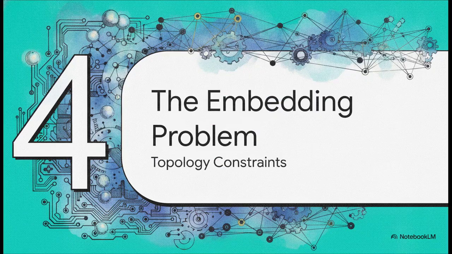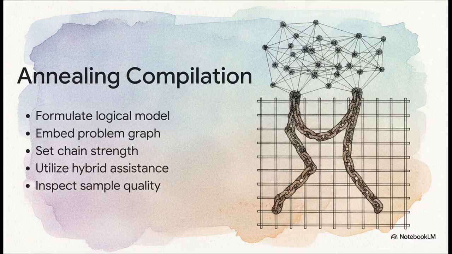All right, Section 4, the central embedding problem. So, what's the ultimate bottleneck in an annealing workflow? It's this compiler challenge of embedding. You have to formulate your logical QUBO or Ising model and then physically map that problem graph onto fixed hardware topologies, like D-Wave's Zephyr graph, for instance. It's kind of like forcing a highly connected pegboard onto a sparse grid.